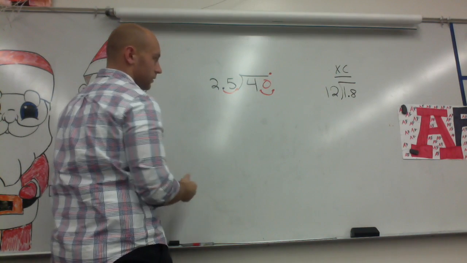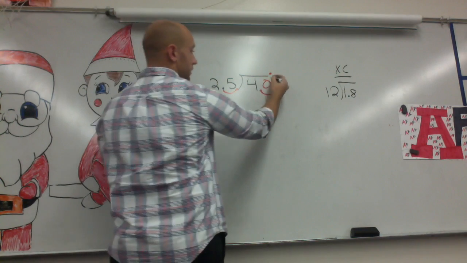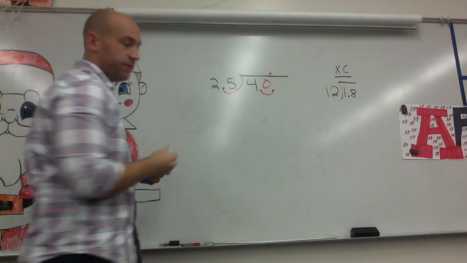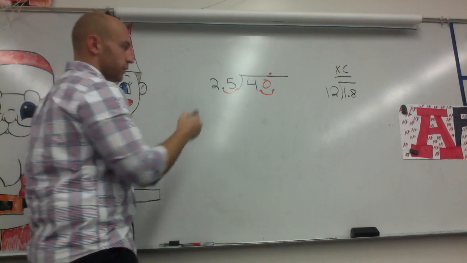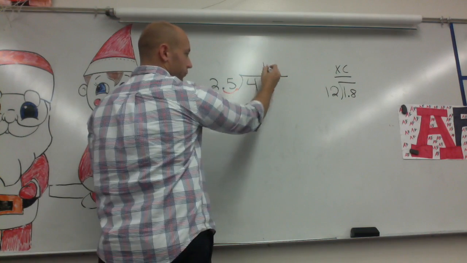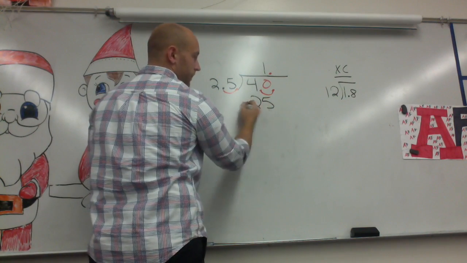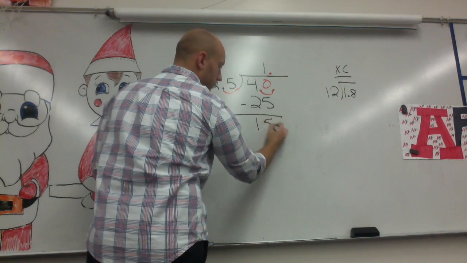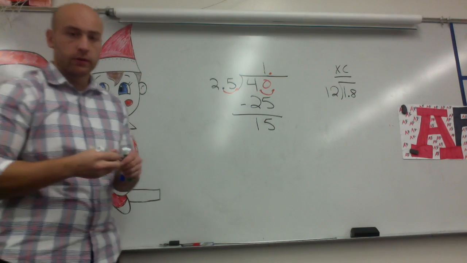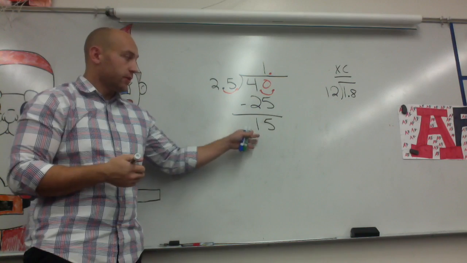Okay, so now we're going to start dividing. So we have 40 divided by 25 now. So if 25 goes into 40 one time, we multiply, subtract, and there's nothing to bring down. So we have a remainder of 15.